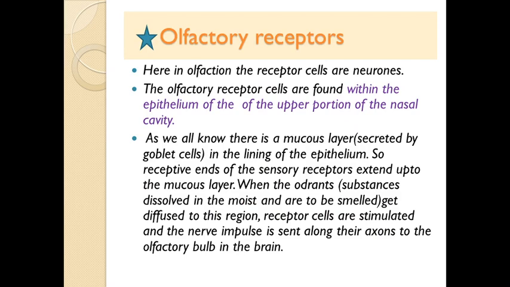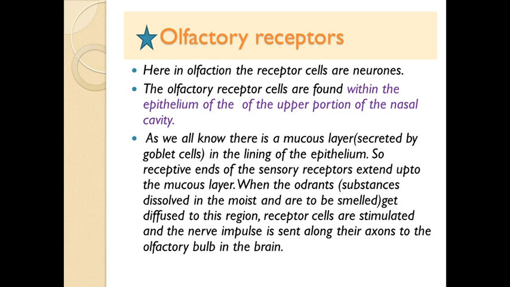Here in olfaction, the receptor cells are neurons. The olfactory receptor cells are found within the epithelium of the upper portion of the nasal cavity. So this is the location of olfaction receptor cells. As we all know, there is a mucus layer secreted by goblet cells in the lining of the epithelium. So receptive ends of the sensory receptors extend up to the mucus layer. So it is a mucus layer which contains the watery substances for the chemical substances to dissolve.